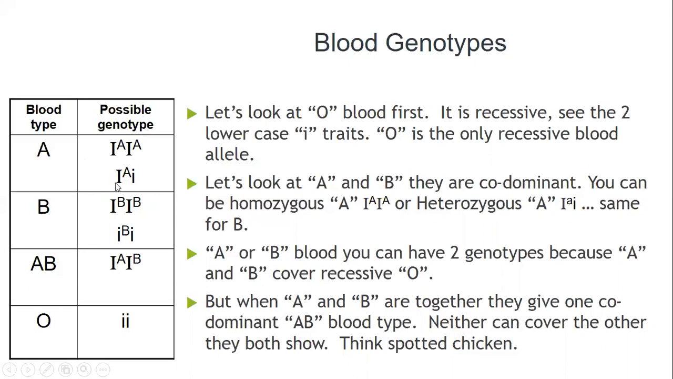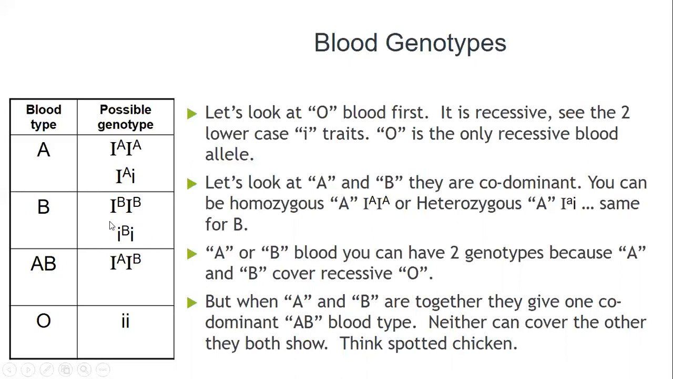I know that this I is here in the front. For some reason, when doing blood types, they use I to represent the allele and then A to represent the actual trait given by the particular parent. So if you have A blood, you can have homozygous A or heterozygous A. When you have B, you can have homozygous B or heterozygous B.